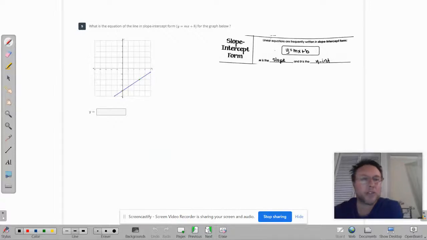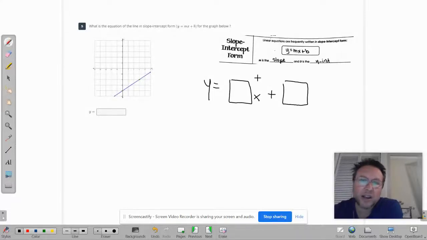We said that we're looking for patterns here. In this case, we're looking for a pattern in the graph. So what we want to be able to identify is what's the slope and what's the y-intercept. I think of these problems as a fill in the blank, because I know the answer is going to be y equals something. I just need to know what the slope is and what the y-intercept is.